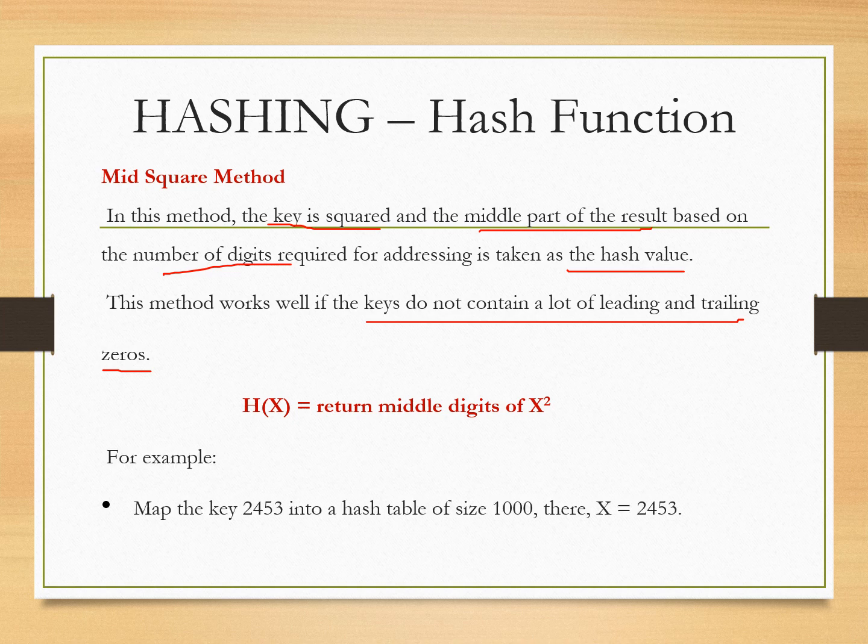So here is the key 2453. You take that as x. Now I have to find x square. This is the value. I am extracting the middle value, so I am leaving this 2 and this 2 and taking only the middle values. So 172 will serve as my hash value, as my index to the hash table. So this is the mid-square method.